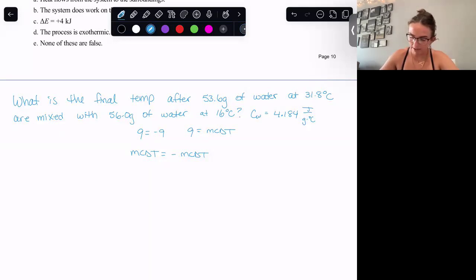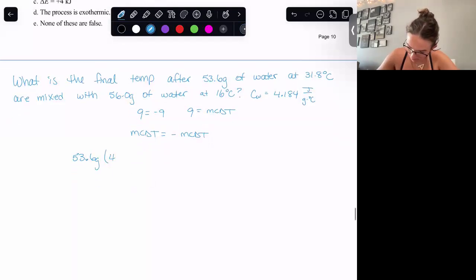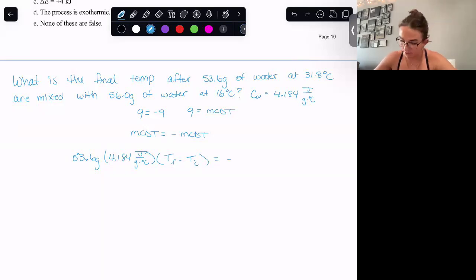So your mass is in grams. So you can take your first one, we'll say this is 53.6 grams. We know the specific heat of water is given to us. And then delta T is always T final minus T initial. And then we do the same thing for the other side.